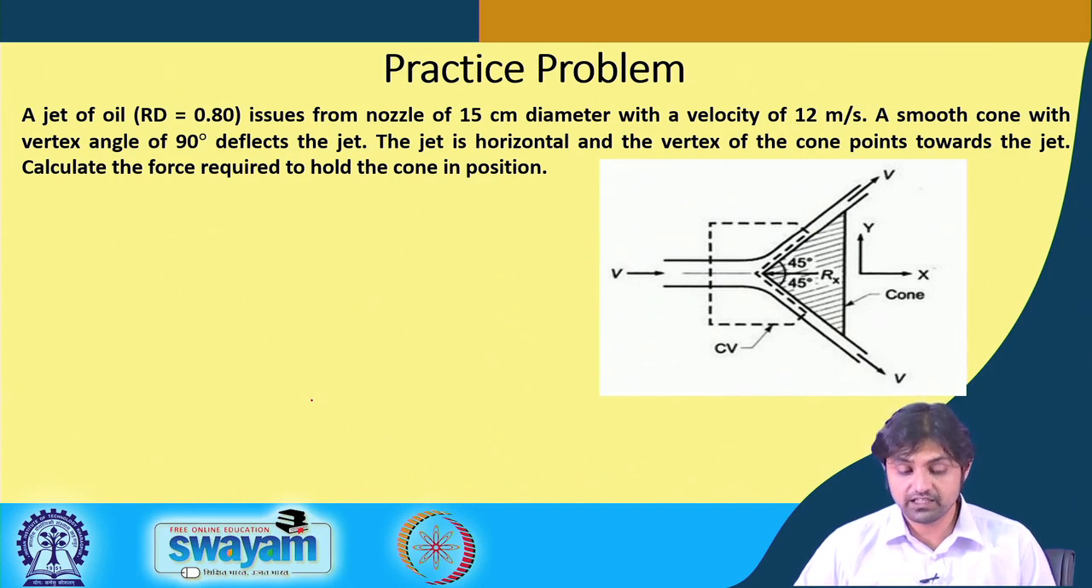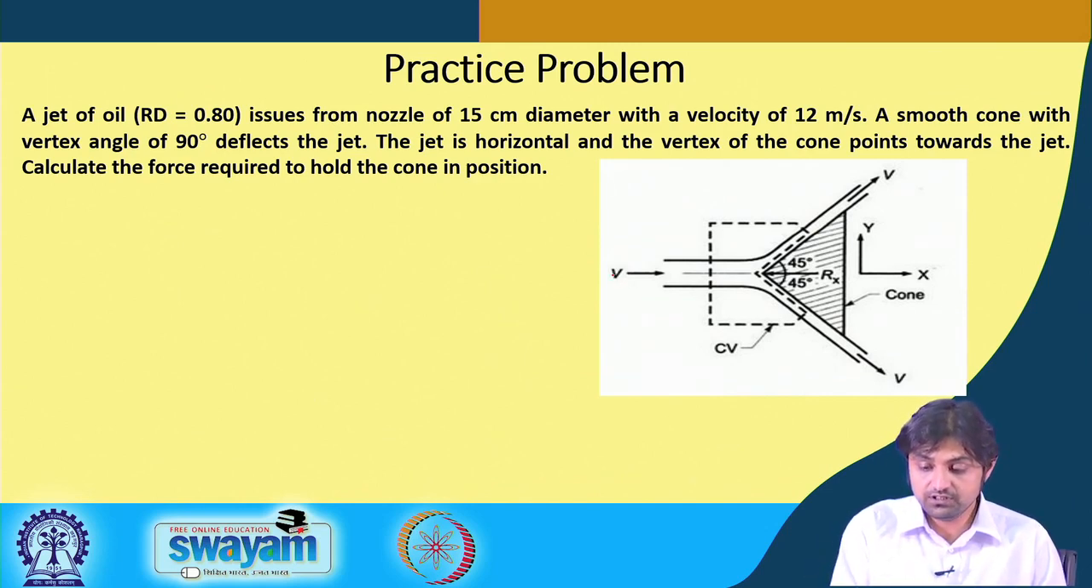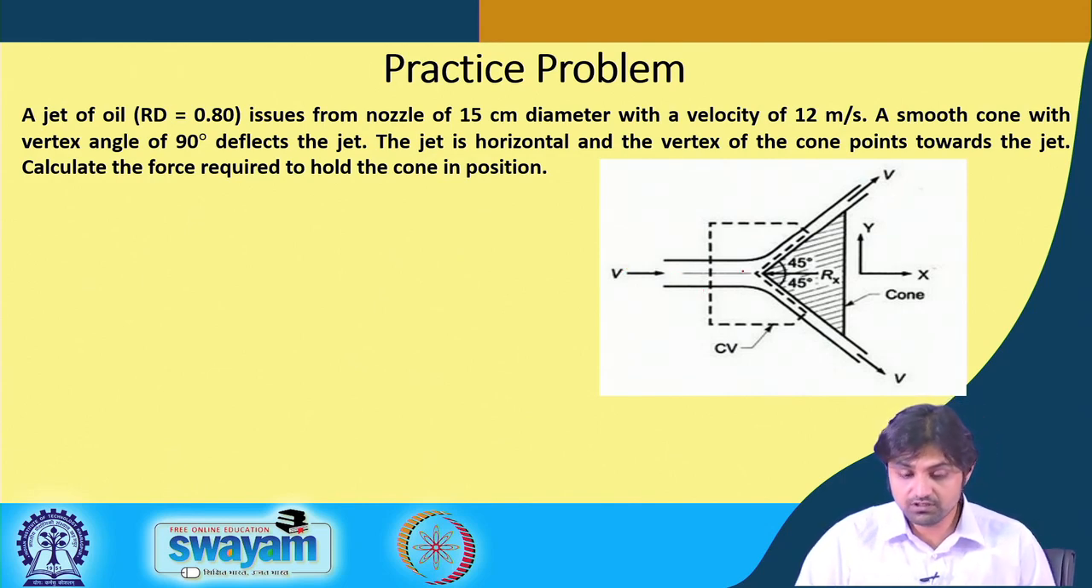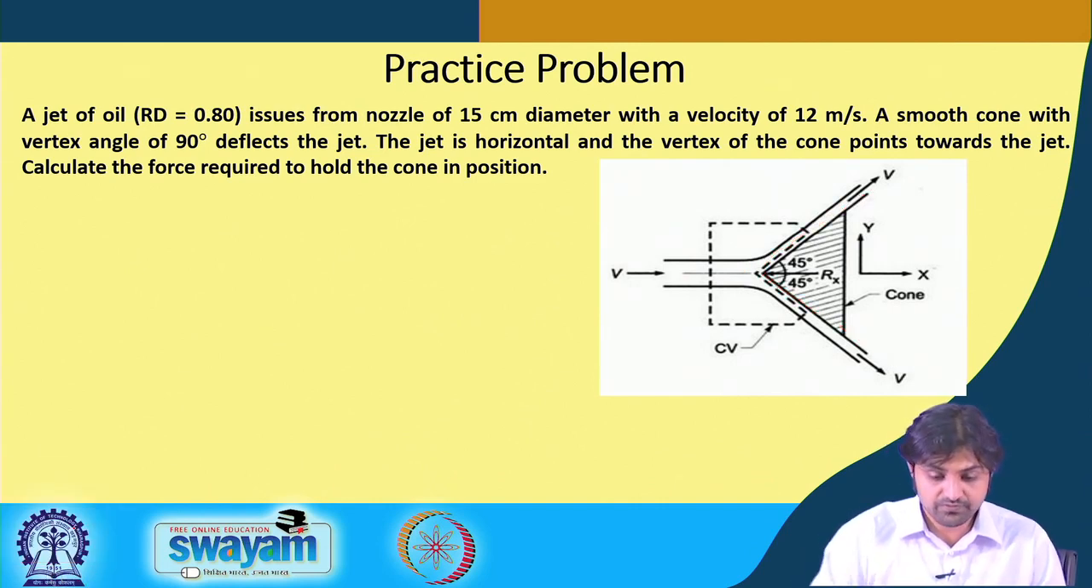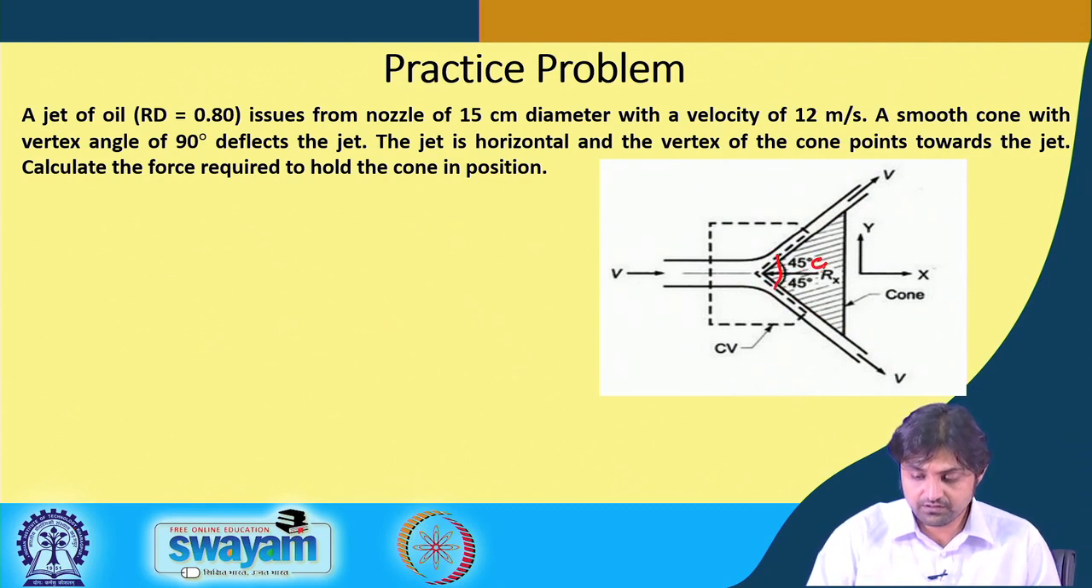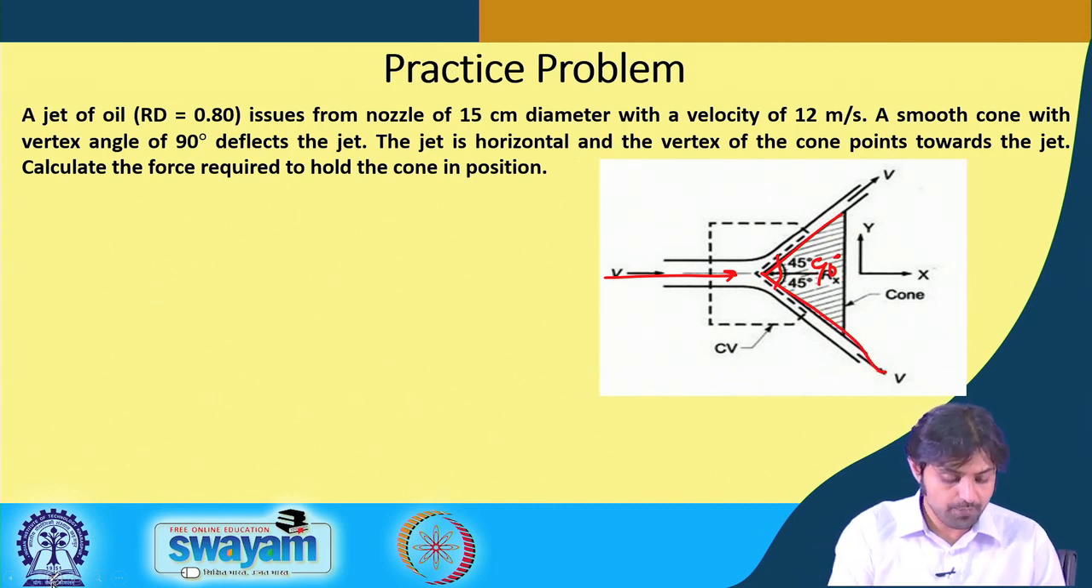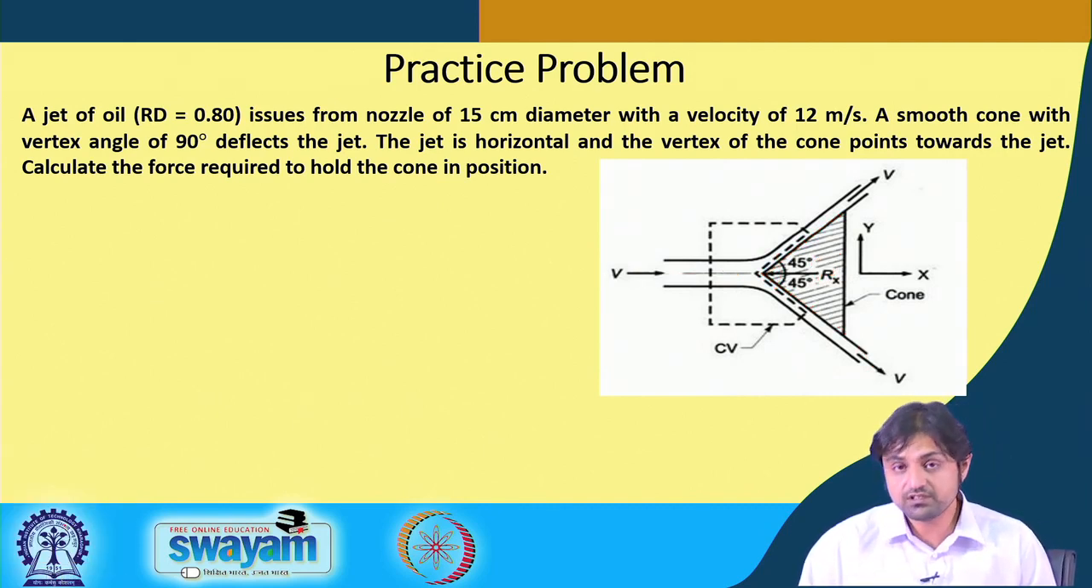So we have something like this. This is the velocity of 12 meters per second, the diameter of the hole is 15 centimeter, and this is the cone, and this is 90 degrees. The jet is horizontal, and the vertex of the cone points towards the jet. The most important thing in these types of problems is to first draw the figure, and then half our problem is solved. So we have successfully drawn the figure now.